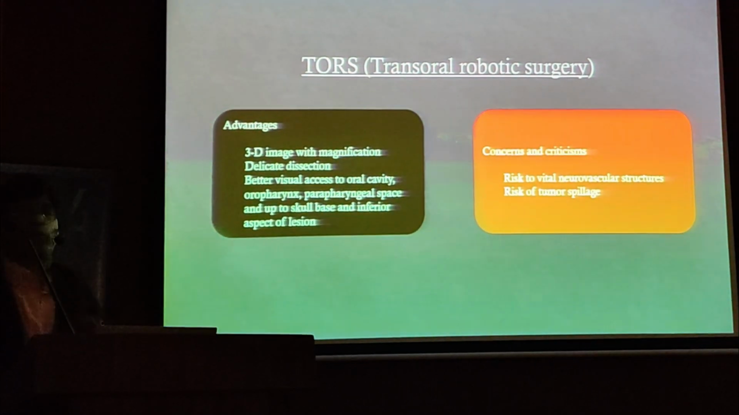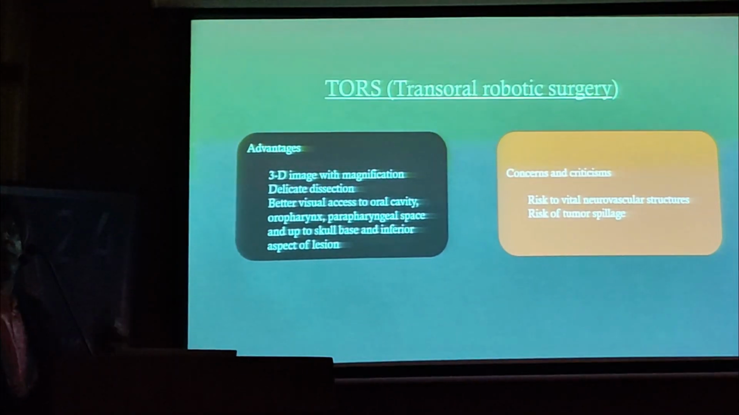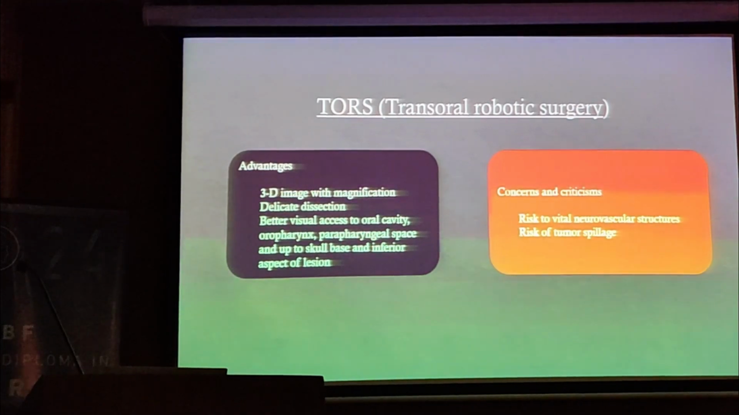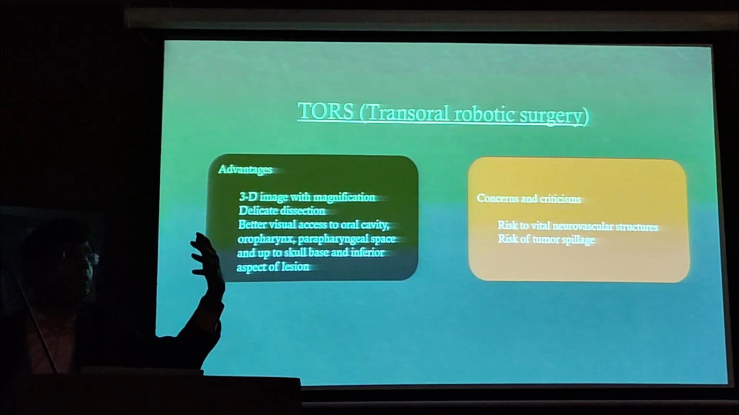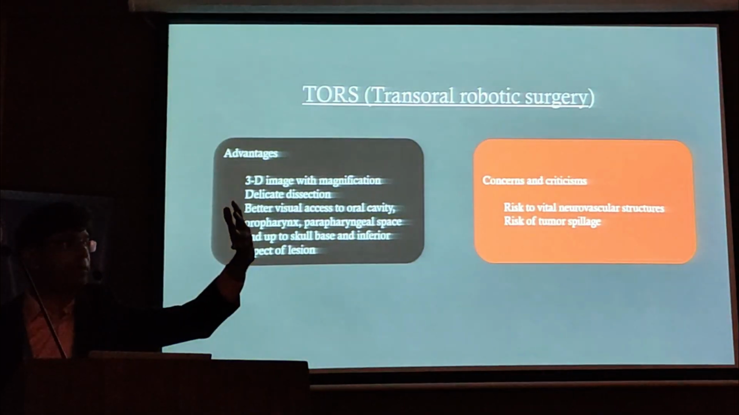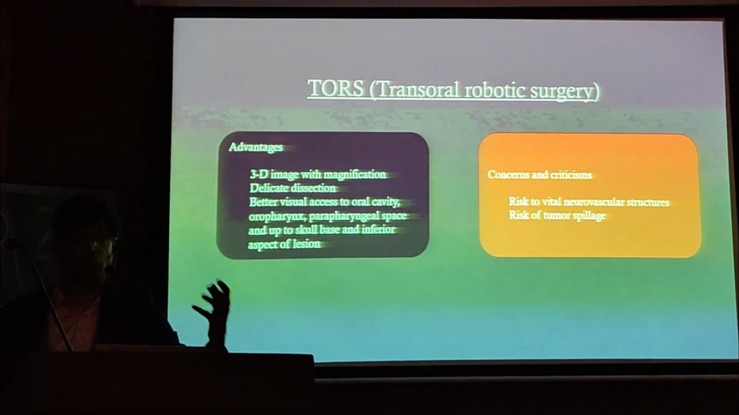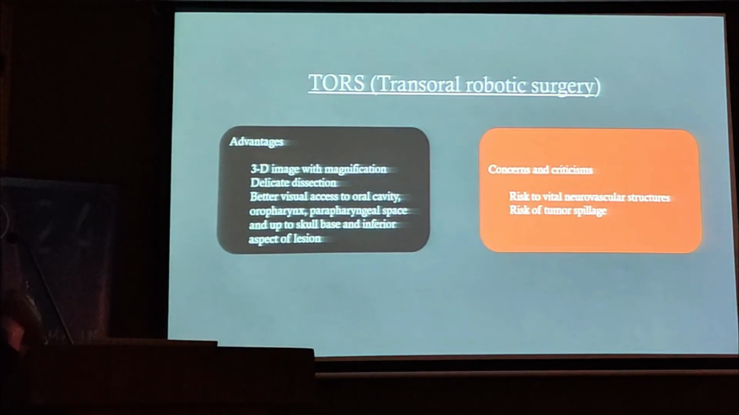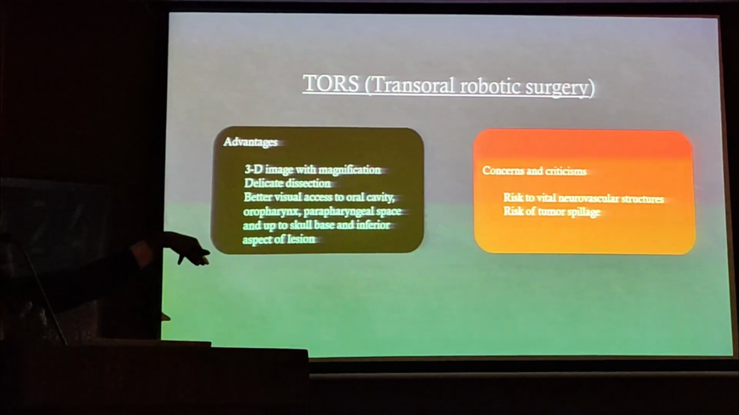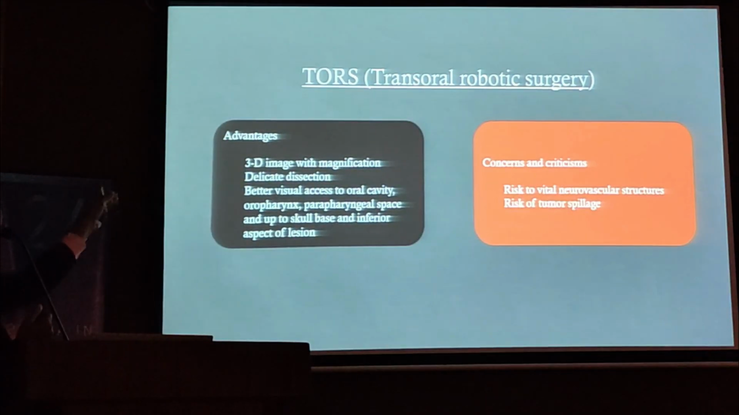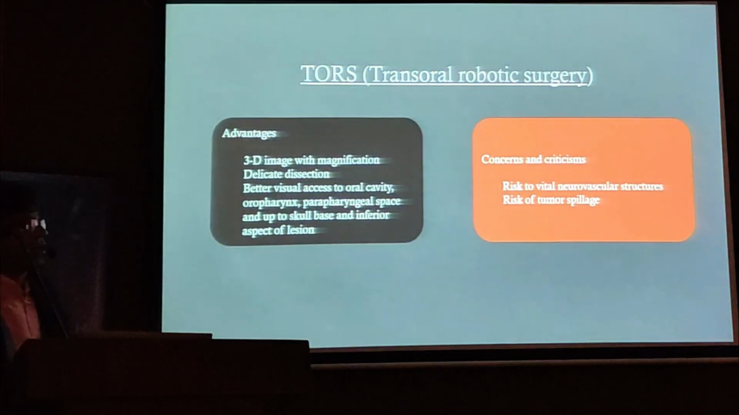Now, a new approach is coming, that is transoral robotic surgery. The advantage is you get a 3D image because it has an incorporated camera inside, and delicate dissection, because the human factors, tremor, micro tremors which occur with human fingers do not occur with the robot. So that is something beyond our expertise. And then better visual access, even hypopharynx, you can go along with the oropharynx, hypopharynx. Just like cows, they do transoral ultrasonic guided surgeries.